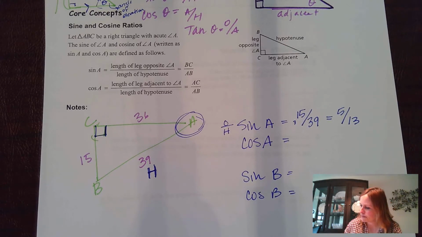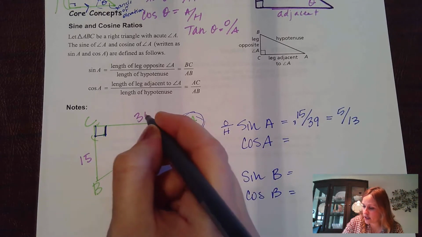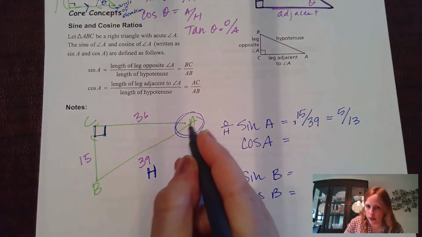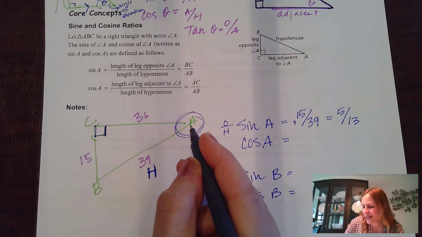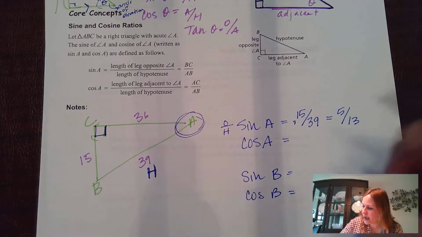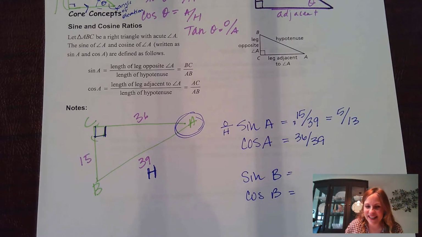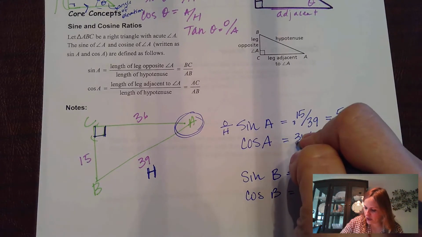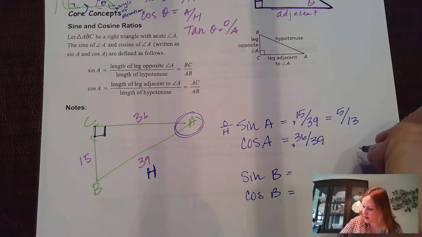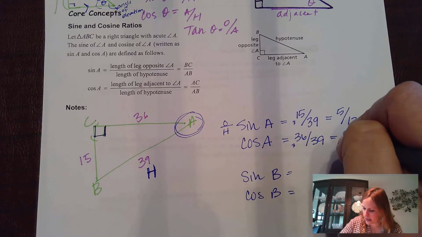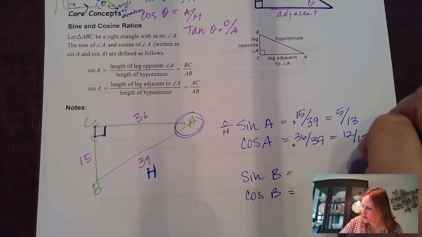All right, cosine of A is adjacent over hypotenuse. So the side length that's next to, or adjacent to, angle A is 36, not 36 degrees, just 36, and our hypotenuse is 39. So again, let's reduce this. I'm going to reduce it by 3, so I get 12 over 13.